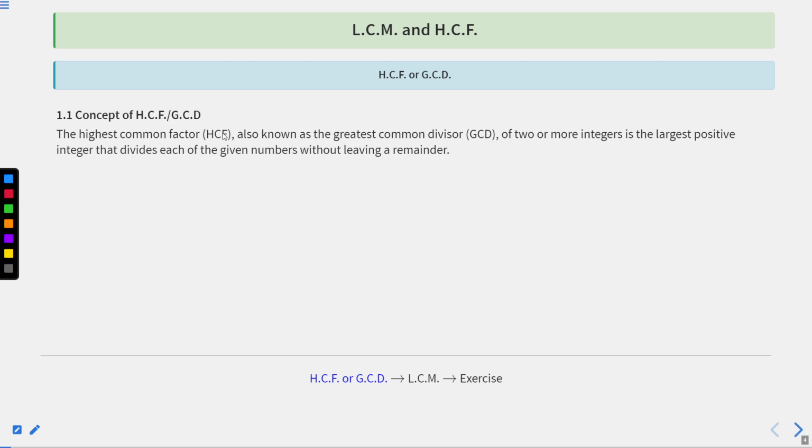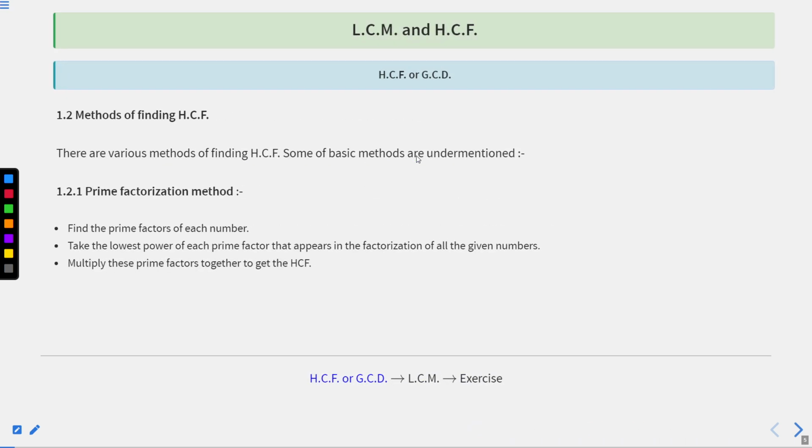The highest common factor, also known as the greatest common divisor, GCD or HCF, of two or more integers is the largest positive integer that divides each of the given numbers without leaving a remainder. So HCF or GCD is the largest positive integer that divides each of the given numbers. So let us see how we find HCF.